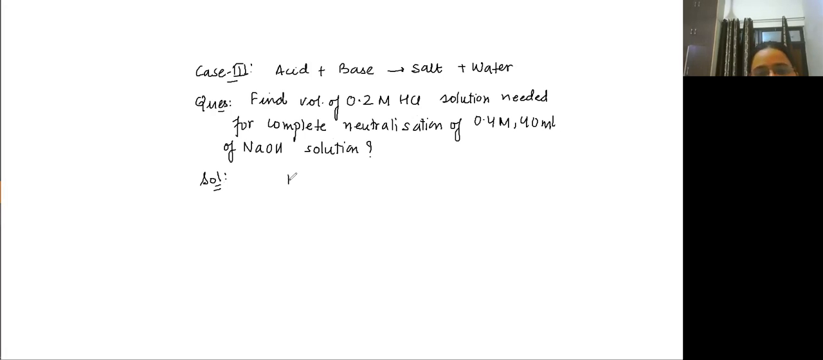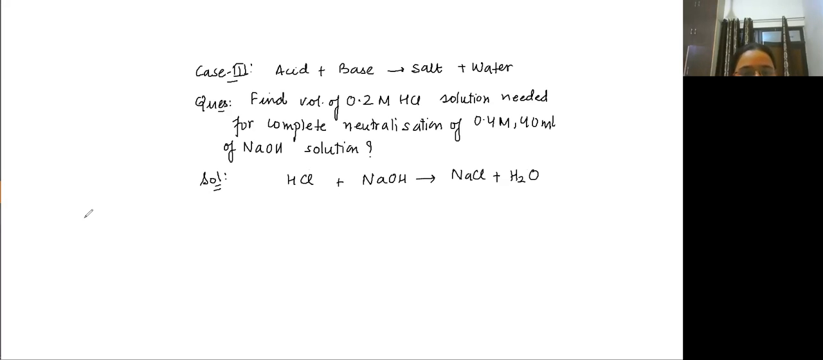When HCl and NaOH react, what will they form? They will form NaCl plus H2O. So what is the first thing you need to do? First thing you need to do is check whether the reaction is balanced or not. Is this reaction balanced?